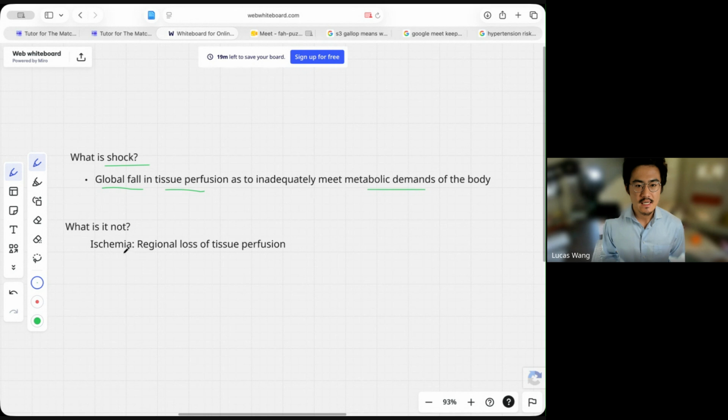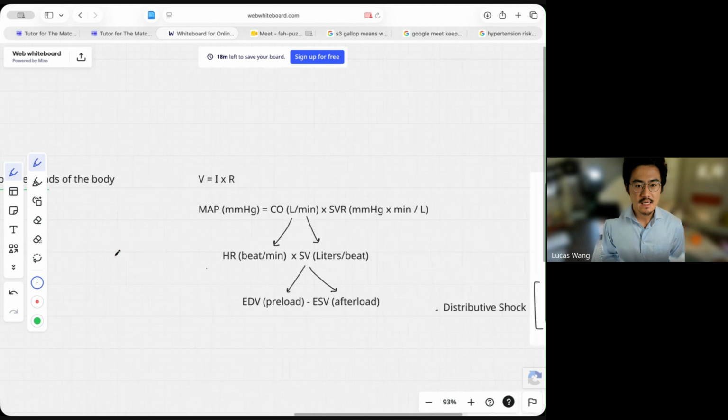What is shock not? Well, it's not ischemia. Ischemia is the regional loss of tissue perfusion. We're talking about a global thing here. An example of ischemia that wouldn't be shock would be a transient ischemic attack happening in the brain.